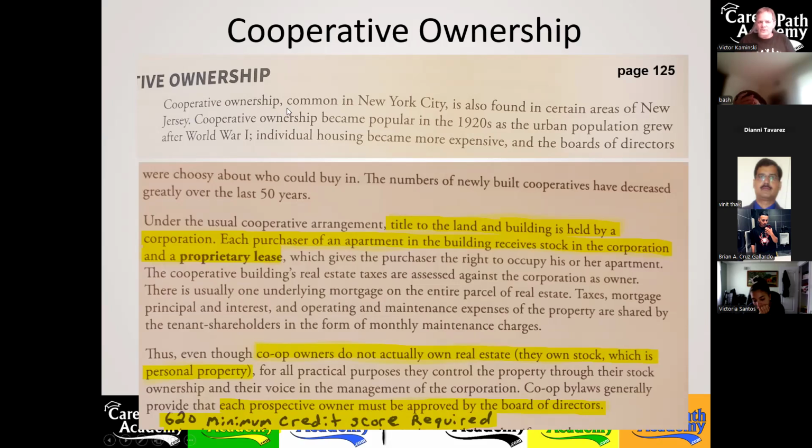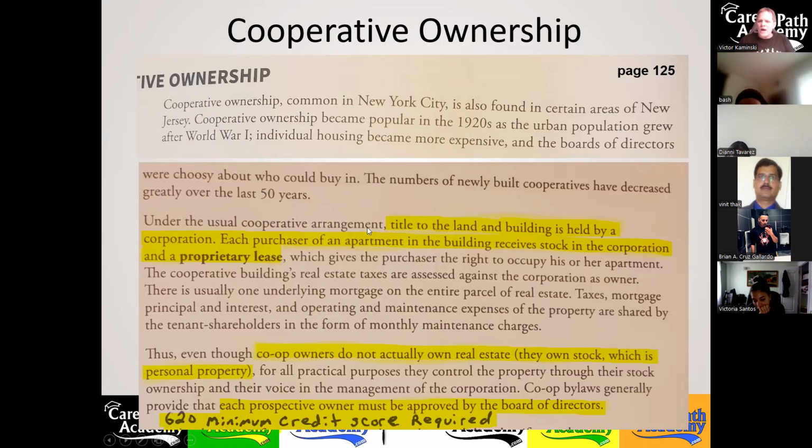So cooperative ownership is common in New York City. It's also found in certain areas of New Jersey. Cooperative ownership, sometimes referred to simply as a co-op, became popular in the 1920s as the urban population grew after World War I. Individual housing became more expensive, and the board of directors were choosy about who can buy in. The number of newly built cooperatives has decreased greatly over the last 50 years.